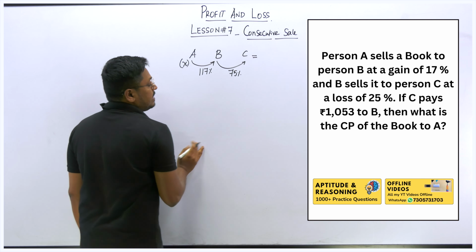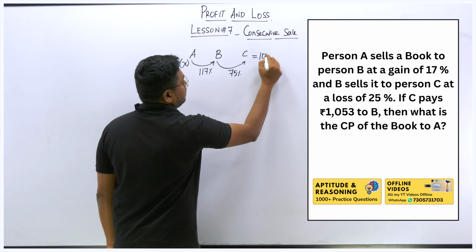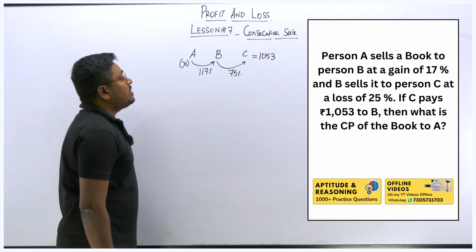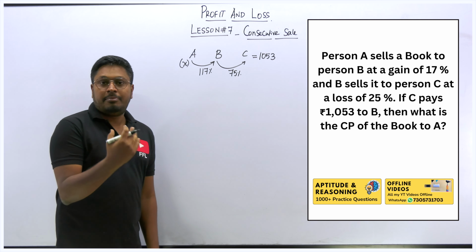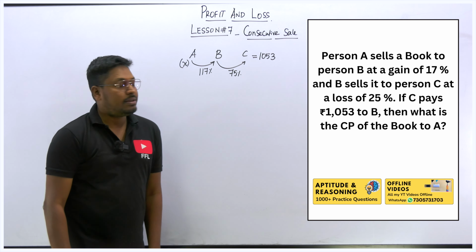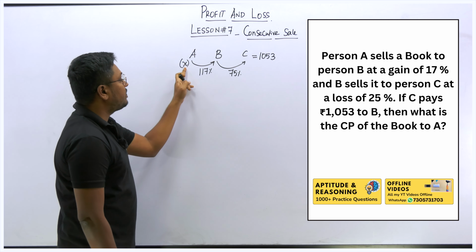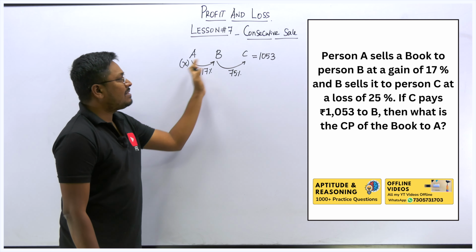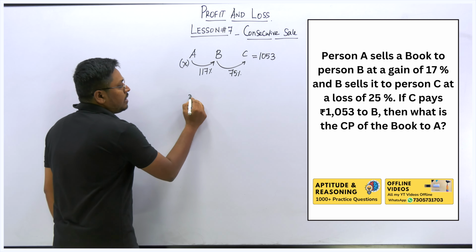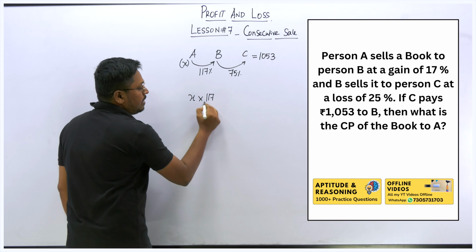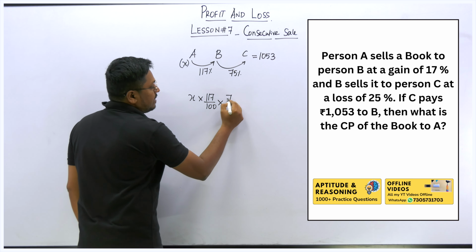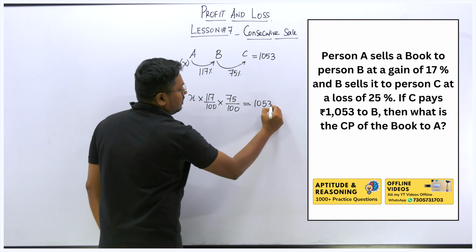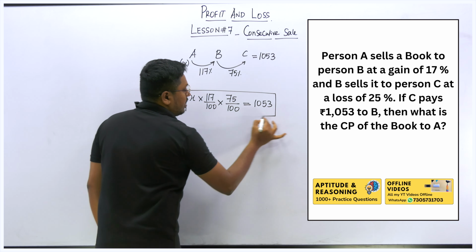So finally the person C is getting that book for 1053. Right, so 1053 will be the last. Finally the person C bought the book for 1053. So our target is to find the cost price of the book that was bought by A, right? So beginners write like this. After solving 5 or 6 questions, this step is not required. Directly you can write that equation. So X into 117 divided by 100, and the second person 75 divided by 100. So finally that book was sold for 1053. That's it. So this equation alone is important, right?